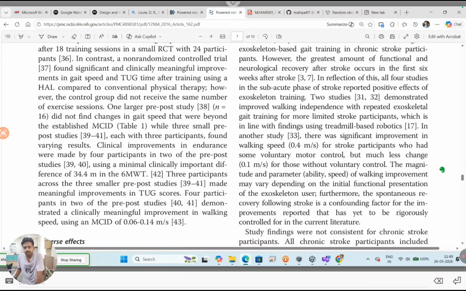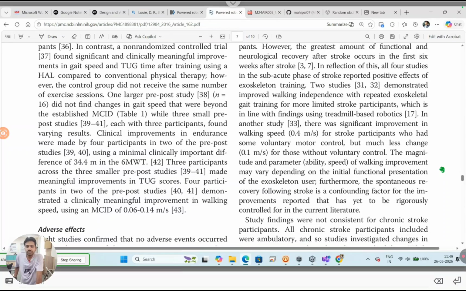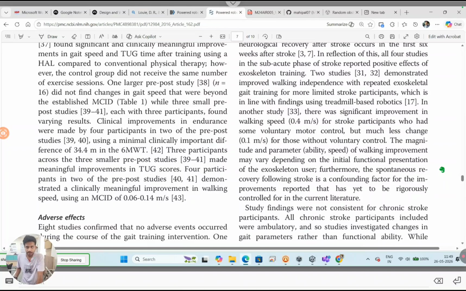Okay, clinical improvement in endurance was made by 4 participants in 2 of the pre-post studies, using a minimal clinically important difference of 34.4 meters on the 6MWT. 3 participants across the 3 small pre-post studies made meaningful improvement in TUG scores. A 4th participant in 2 of the pre-post studies demonstrated a clinically meaningful improvement in walking speed using an MCID of 0.06 and 0.14 meters per second.